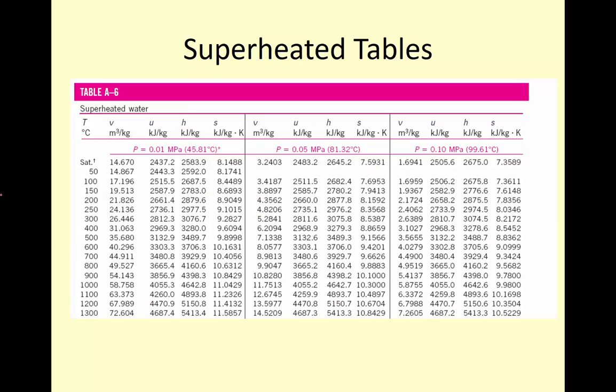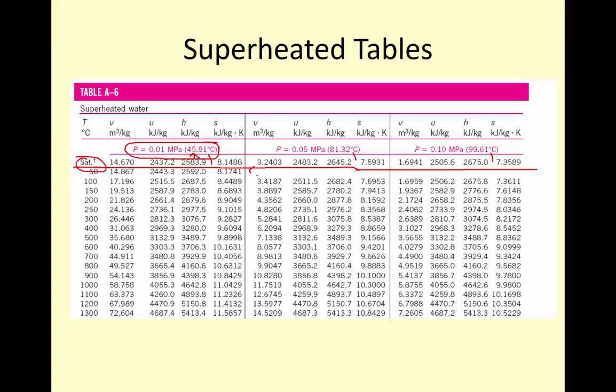So looking at the superheated tables, which we looked at last time, the pressure and the saturation temperature are given. So this first row gives the saturation temperature for each pressure. In this case, the saturation temperature is 45.81. Here it's 81.32. And here it's 99.61.